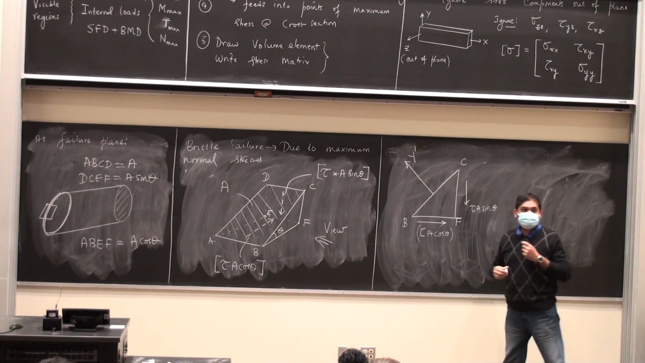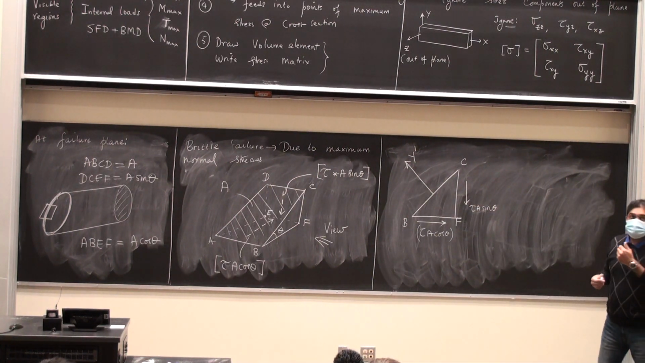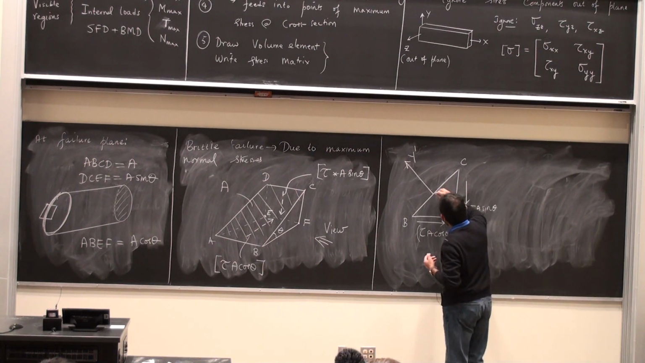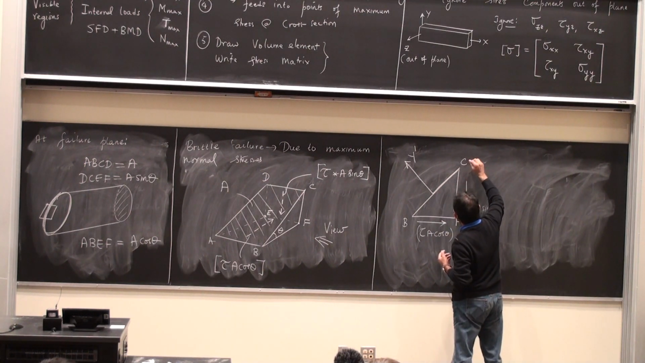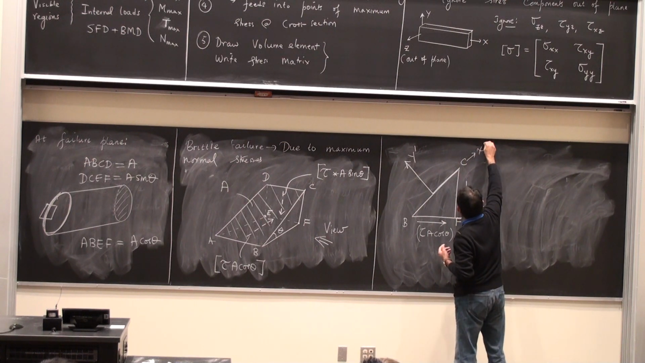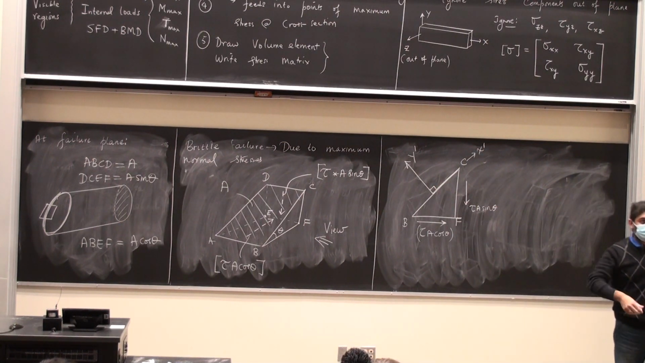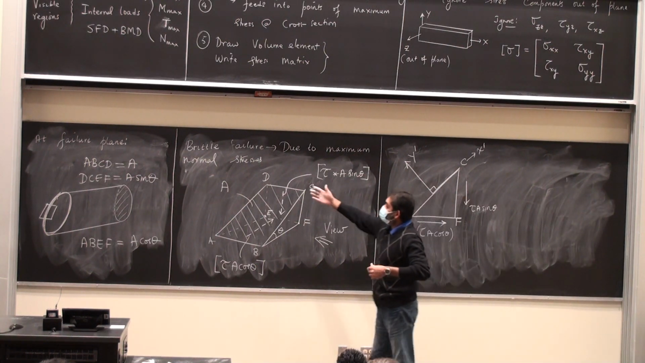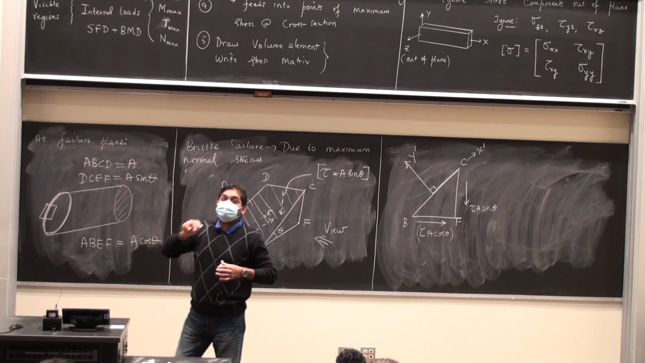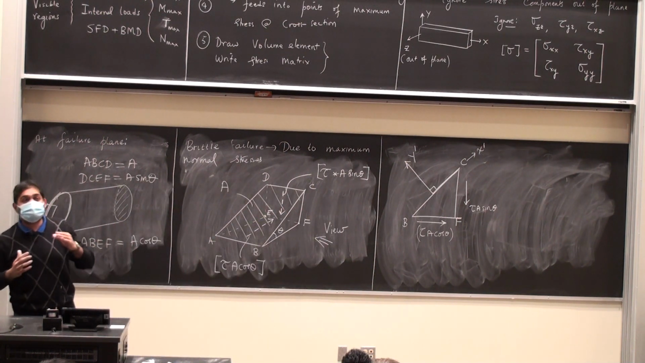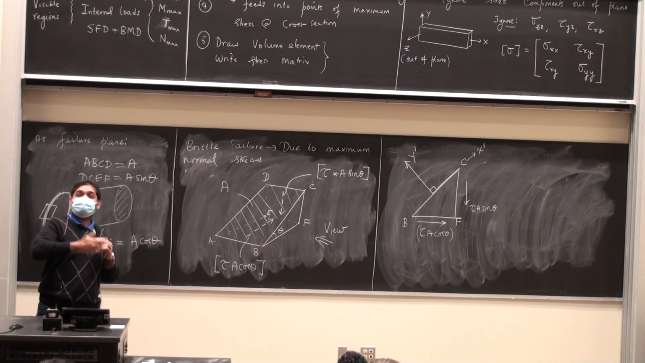y prime, perpendicular to the incline, and another axis x prime. These are perpendicular to each other, and on the inclined face, which is essentially this area capital A that you're seeing, I'm going to have two stresses. I'm going to have a stress that is normal to the face, and a stress that is along the face.